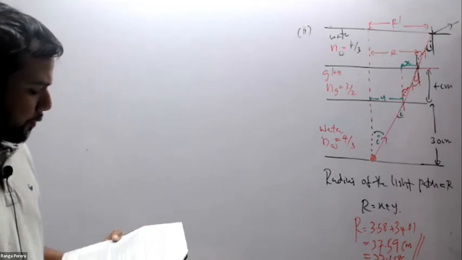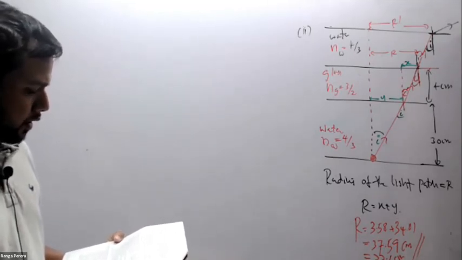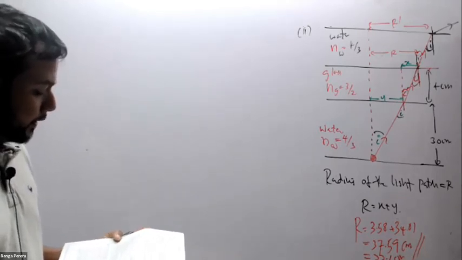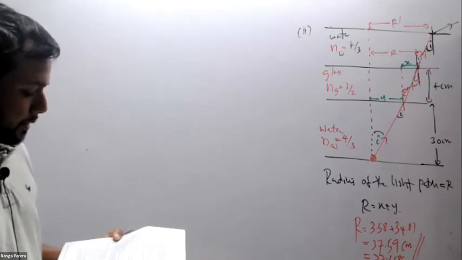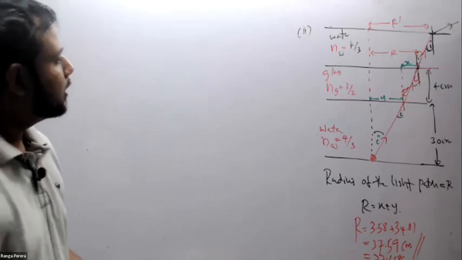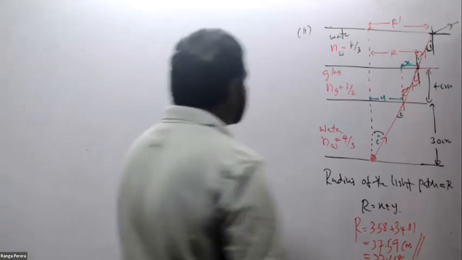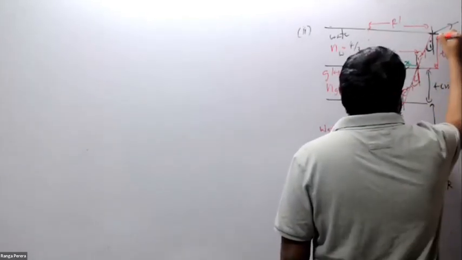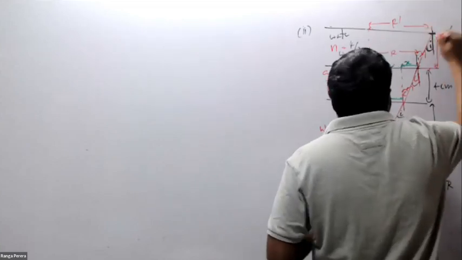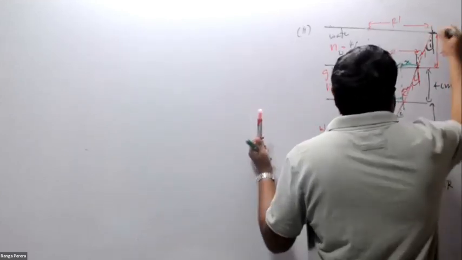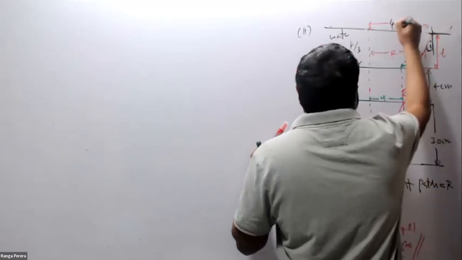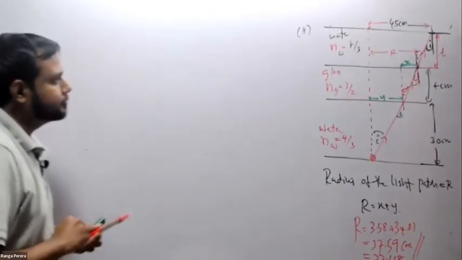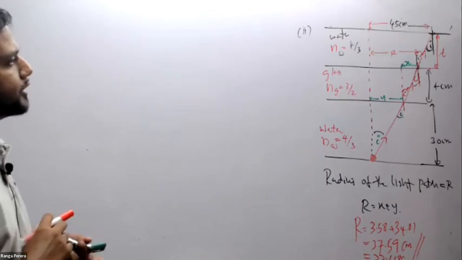Number 4. If the radius of the pond is 45 centimeter, calculate the minimum thickness of the water layer needed in 3 to make sure that the light patch covers the entire top surface. Now, let's say the thickness of the water layer is something like T. Now it is completely covered means this must be 45 centimeter.